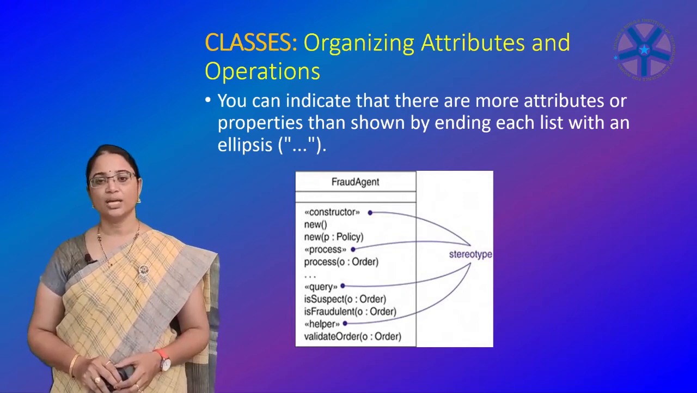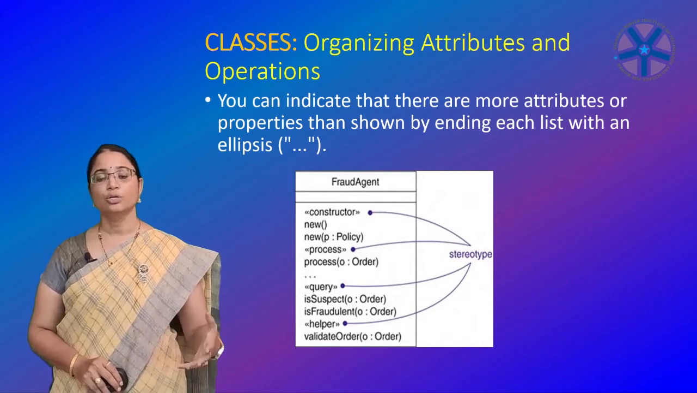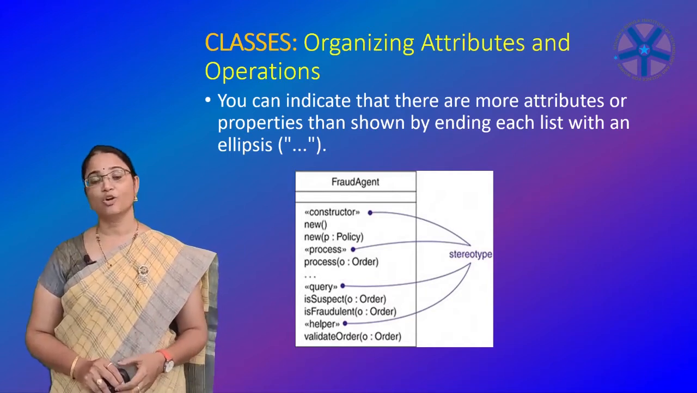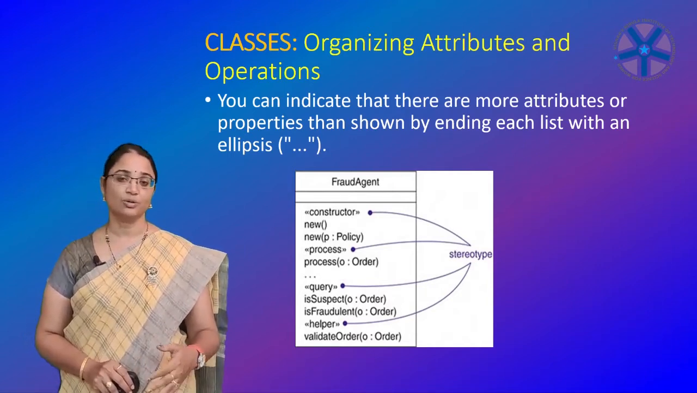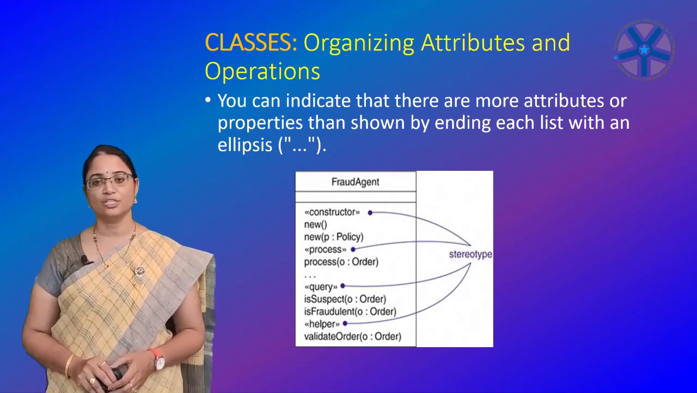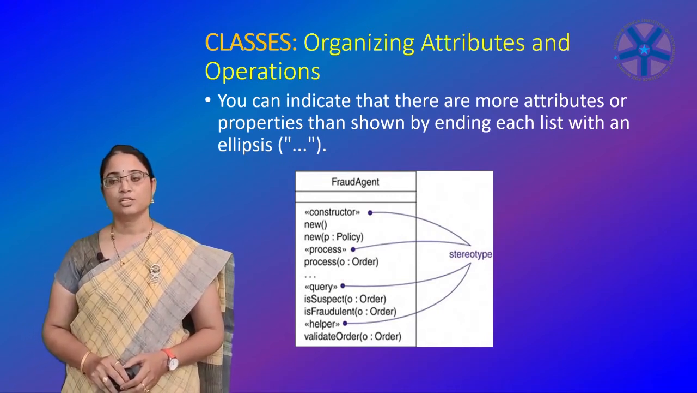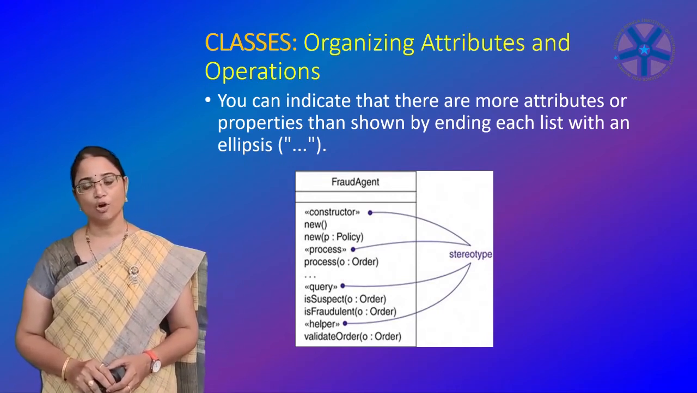It means you can show the elided way. It means it's your wish to show how many attributes you need to show, or you can hide a few of the attributes and operations. Okay. This is regarding organizing the attributes and operations.